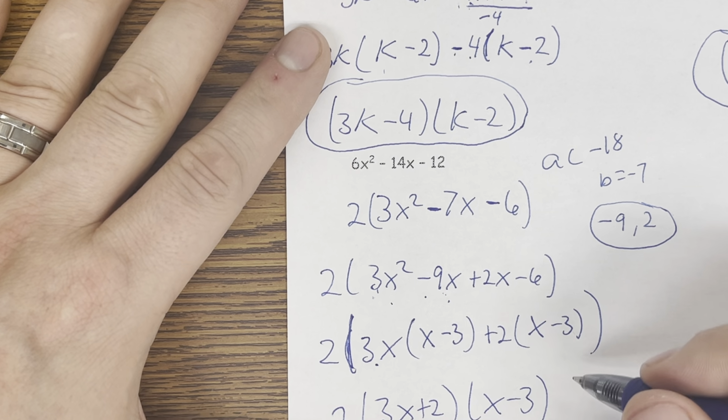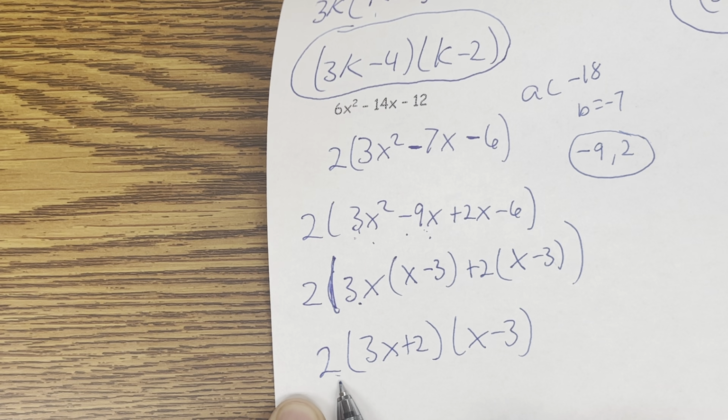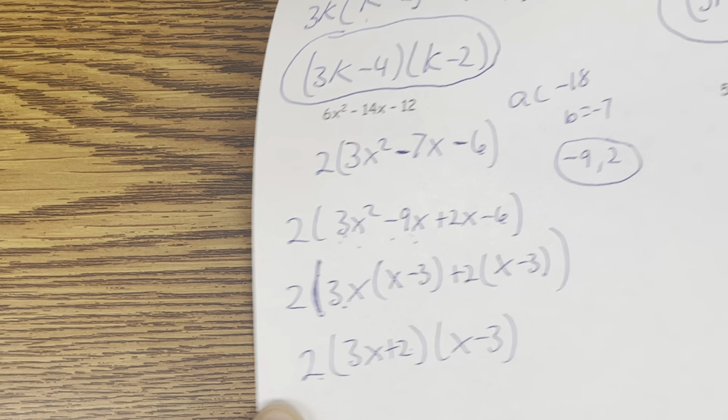Now you could have ended up with a slightly different solution here if you would have not taken out this 2. You could have ended up with a 6x plus 4, or you could have ended up with a 2x minus 6. So you could have gotten something different if you didn't pull out the GCF. Would have just been larger numbers.